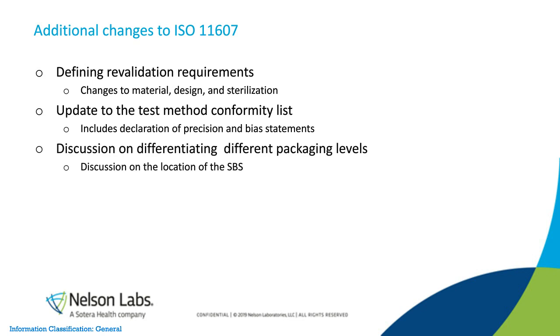Additionally, there's a discussion on differentiating different packaging levels. This is just a discussion. There are no requirements or recommendations outlined. It has not been finalized. The driving force here is identifying specifically what the location of the SBS barrier is. This is most important when you're looking at double pouch or double tray systems. Is the outer the sterile barrier or is the inner? So this new labeling approach is very important to be considered and discussed and taken advantage of in the future.